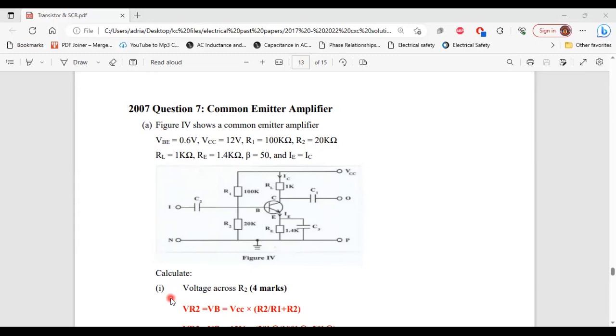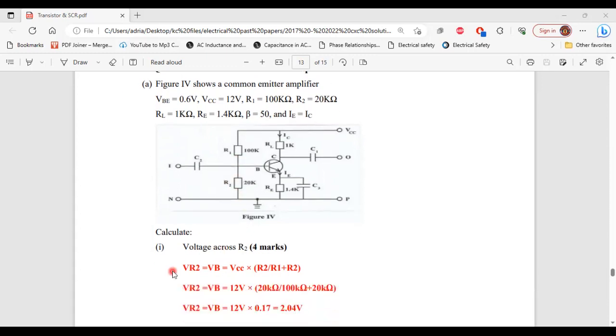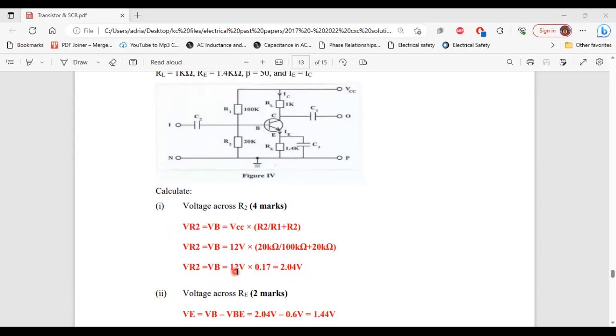Part 1 of A says to calculate the voltage across R2. So the voltage across R2 is also the base voltage, VB. All right, so VR2 is equal to VB equal to VCC multiplied by, in bracket, R2 divided by R1 plus R2. That will give us 12 volt multiplied by, in bracket, 20 kilo ohm divided by 100 kilo ohm plus 20 kilo ohm. That will give us 12 volt multiplied by 0.17, and that will give us 2.04 volt. So this is the voltage across R2, and this is also the base voltage. So that's it for part one.